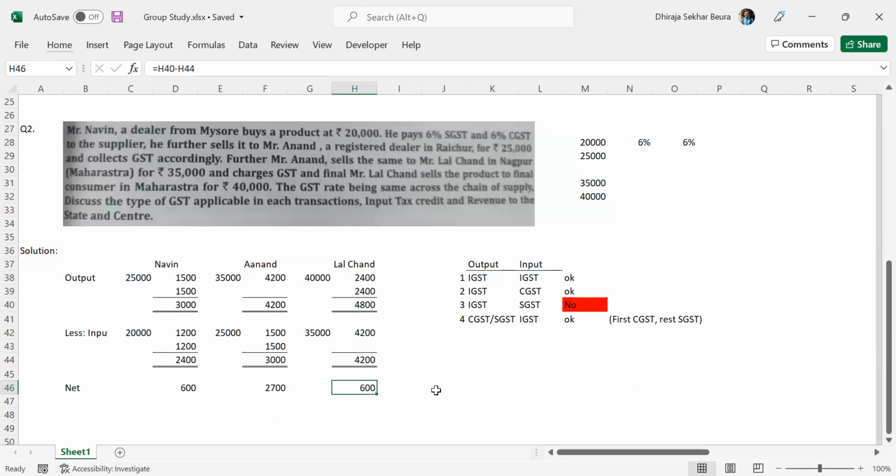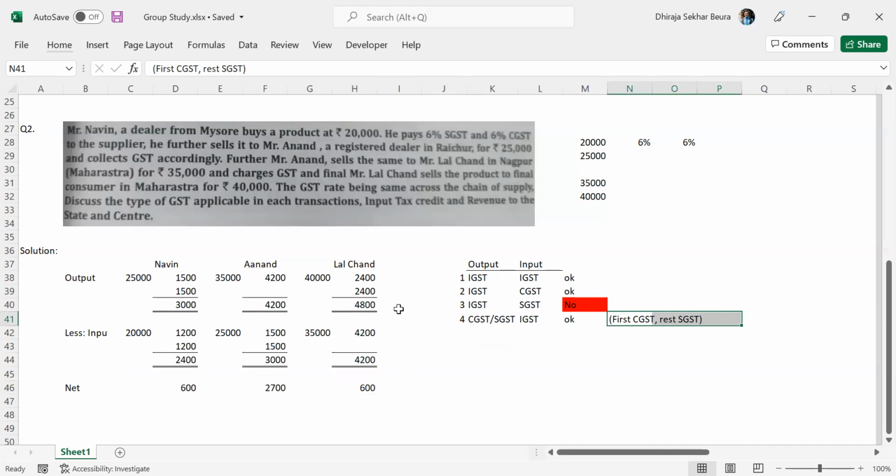My question, I'll repeat it. This 600 liability for Mr. Lalchand, net liability, is CGST, IGST or SGST? That's SGST, because the remaining one will be SGST. Perfect. Yeah, that's correct. 600, entire 600 will go to state. So yes, the logic of first CGST rest SGST comes into picture here.